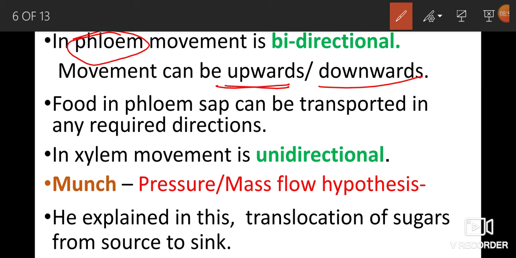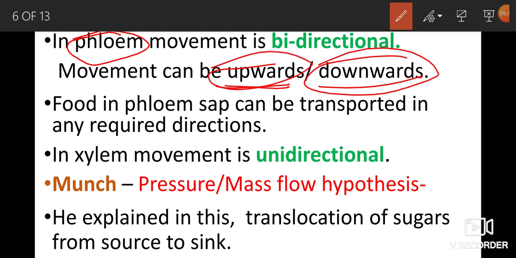After some time, a few days, that stored food material is utilized by the plant for its daily activities. So then food materials are transported from root to shoot tip, the growing organs. So in phloem, food materials can be transported from leaf to storage organ, maybe root, and again from root to utilizing organs. So in phloem, food material transportation is bidirectional. It can be upward movement or downward movement.